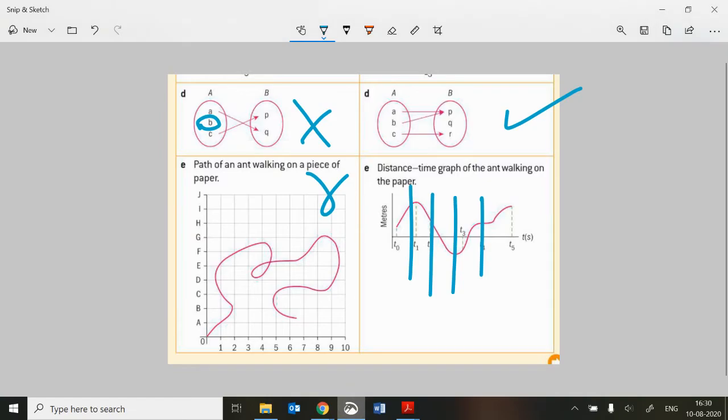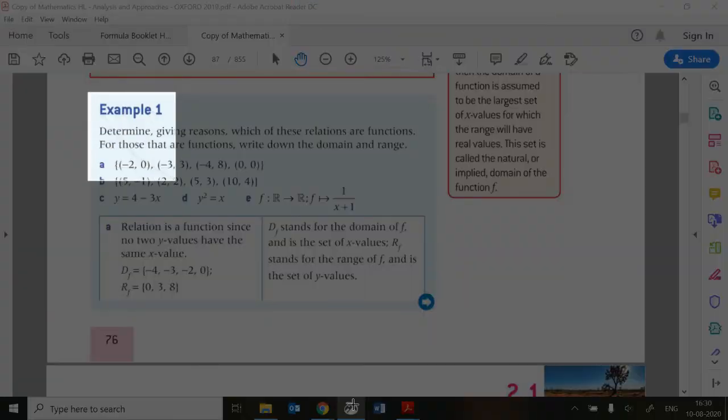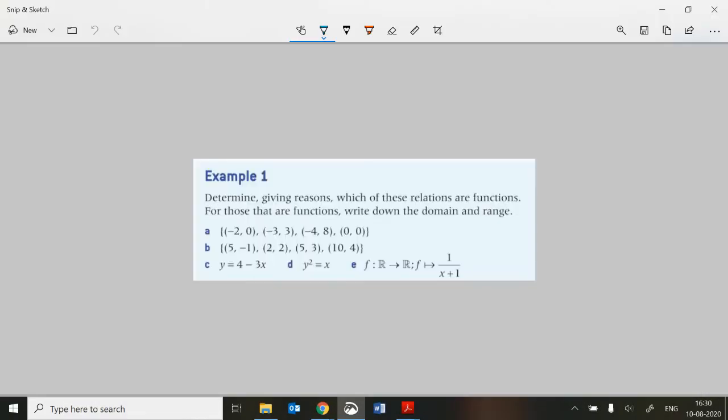So example one here. It says determine, giving reasons, which of these relations are functions. For those that are functions, write down the domain and the range. For the first one, you can see that all of the x's are different and they map to values of y which are completely fine. And we've got set brackets, the curly brackets, around these things as well.